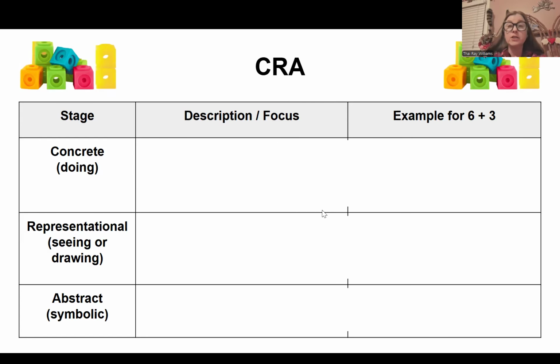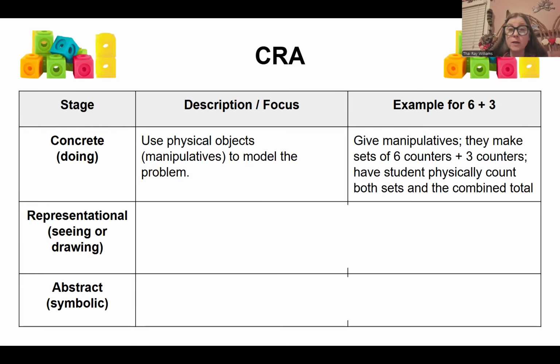The first stage is concrete. And when I think of concrete, I always think of students as doing. They are using physical objects, and in this case, it would be manipulatives, to create a model of the problem. For this example, we're going to be using 6 plus 3. So that's what they're doing in the concrete level. They are creating models of the problem out of manipulatives.